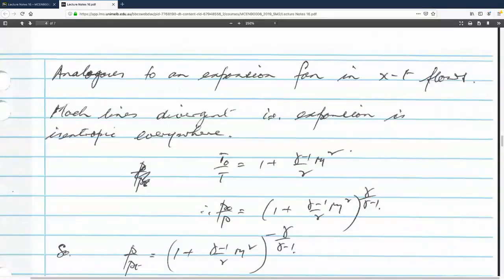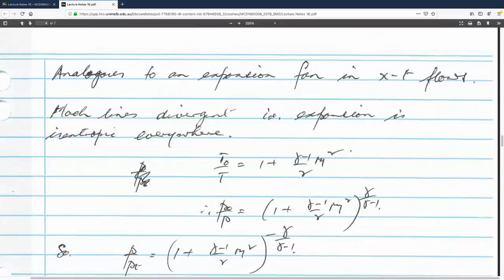Now, what is P naught over P? Well, that's easy to do. P goes like rho to the gamma, and rho goes like P over T. P is rho RT for a perfect gas. So it follows that P naught over P will go like T naught over T to the gamma over gamma minus 1. So I write that down. So P over the total pressure, PT, or P naught, will be 1 plus gamma minus 1 over 2 M squared to the minus gamma over gamma minus 1.